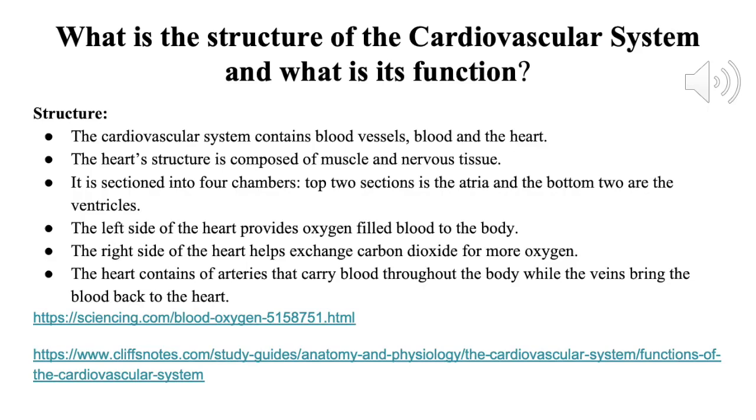My group and I chose to do the cardiovascular system, and we chose to do it on cardiac arrest. The cardiovascular system contains blood vessels, blood, and the heart. The heart structure is composed of muscle and nervous tissue. It is sectioned into four chambers. The top two sections are the atria, and the bottom two are the ventricles.